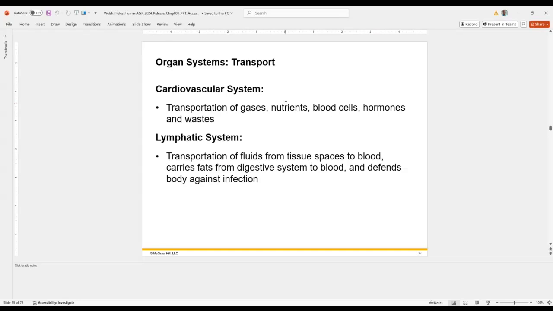And then kind of parallel to the cardiovascular system is the lymphatic system, which is a bunch of tubes. It's for the transportation of fluids from tissue spaces to the blood. It carries fats from the digestive system to the blood. It also defends the body against infection. It's an important part of your immune system. It's the lymph glands and the lymphatics, which are the vessels.